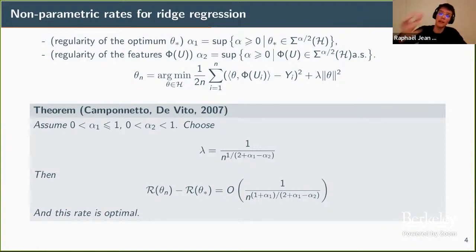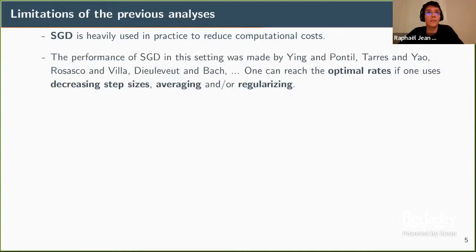So today I want to present something different because I don't want to analyze ridge regression. I want to analyze stochastic gradient descent because it's heavily used in practice to reduce computational costs. And some people have already done this. So many people have analyzed SGD in a non-parametric setting. And the take-home message is that you can also reach the same optimal rates if you use a certain number of tricks, including decreasing step sizes, averaging, and regularizing.